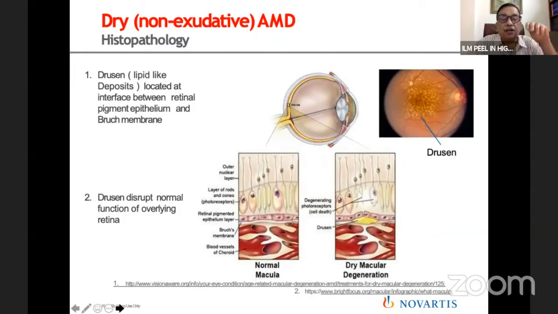Now, pathologically, basically, drusen are deposits under the RPE. They're between the RPE and the Bruch's membrane, and this is what you see over here in this location. And finally, these drusen disrupt the overlying function of the RPE, and then the photoreceptors get affected.